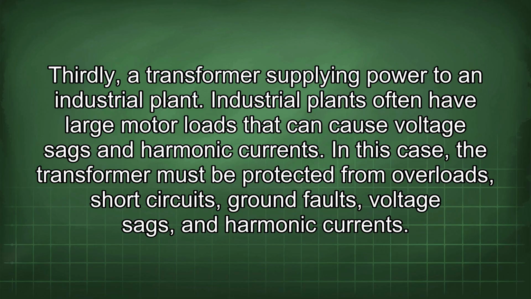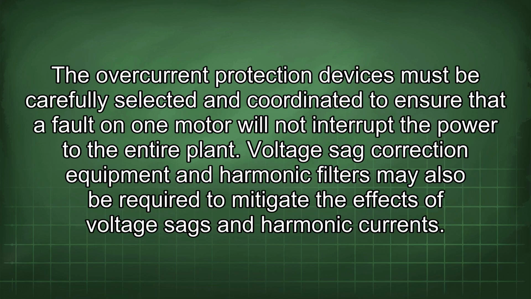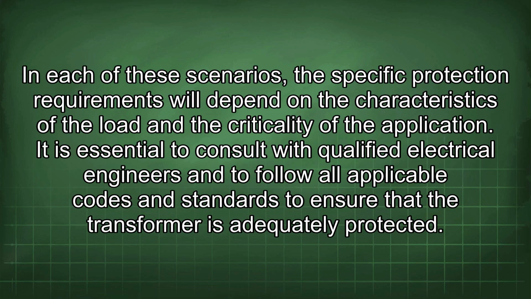Thirdly, a transformer supplying power to an industrial plant. Industrial plants often have large motor loads that can cause voltage sags and harmonic currents. In this case, the transformer must be protected from overloads, short circuits, ground faults, voltage sags, and harmonic currents. The overcurrent protection devices must be carefully selected and coordinated to ensure that a fault on one motor will not interrupt the power to the entire plant. Voltage sag correction equipment and harmonic filters may also be required to mitigate the effects of voltage sags and harmonic currents.